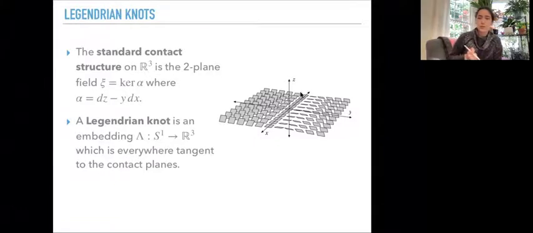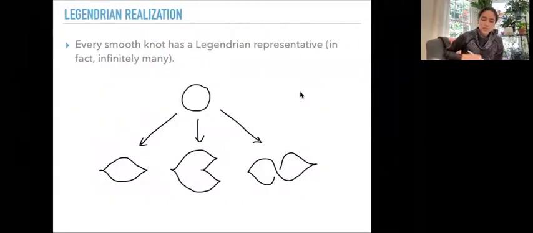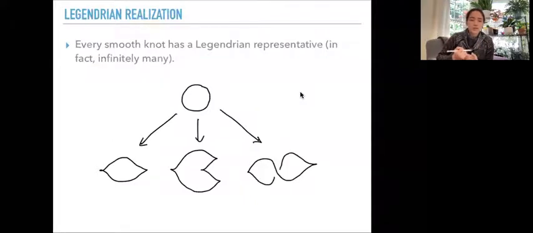Okay, so that's just a quick recap of Legendrian knots, but I was talking about Legendrian realizations. So one of the first things you might wonder is, does every smooth knot have a Legendrian representative? In other words, are there Legendrian knots that are smoothly isotopic to a given smooth knot? And it turns out, yes, there are. And in fact, there are infinitely many different Legendrian knots, so knots that are not Legendrian isotopic, but are smoothly isotopic to any given knot. For an example, if we look at just the smooth unknot, it has infinitely many different Legendrian representatives.